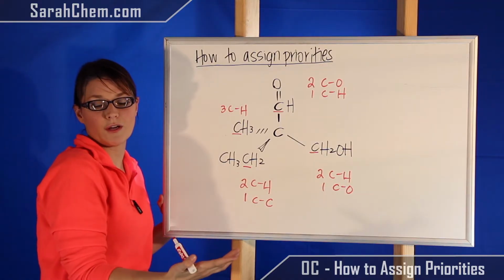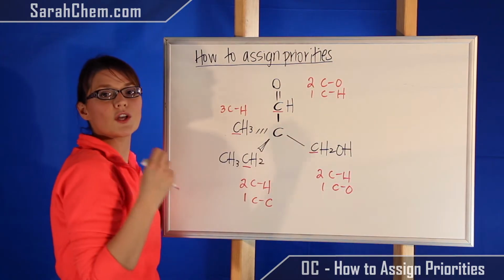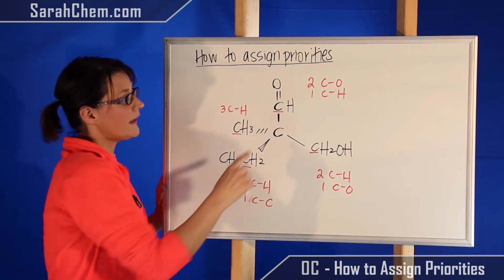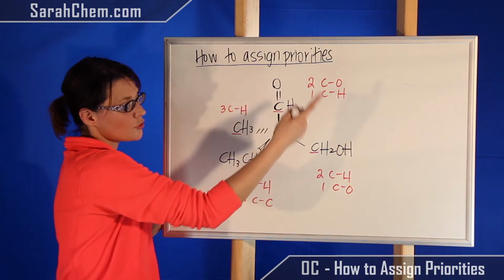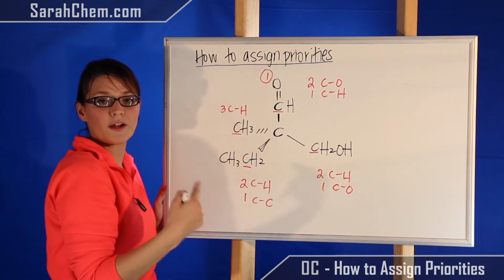Now I'm going to compare here and see if I can tell the difference. What would have the highest priority? So now in this case here, this would have 2 CO bonds. O has the highest atomic number, so that one is going to take priority. And because there are 2 of them, that would trump only having 1 of them, meaning that this group here would have the highest priority.